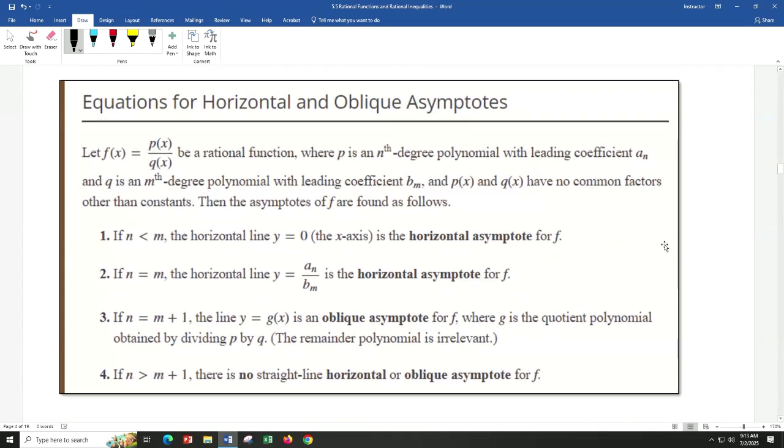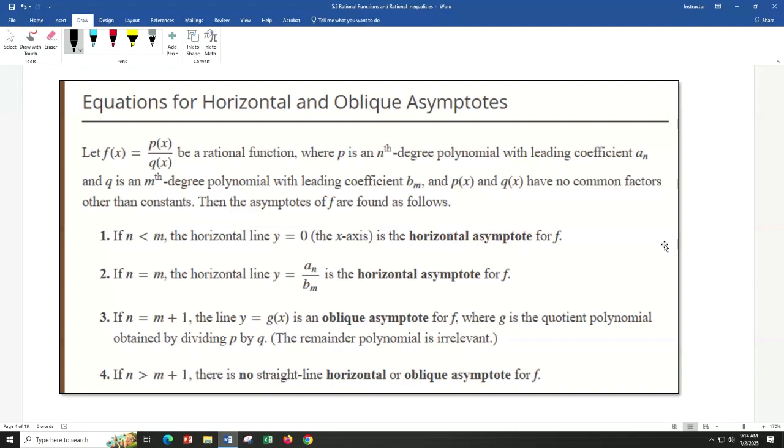Equations for horizontal or oblique asymptotes. Basically, what it's saying here is you've got two polynomials. Now, hear what it says. The p of x is an nth degree polynomial, and the q of x is an mth degree polynomial. They've just changed your leading degree so that you have a way to differentiate them. So notice, if the degree of my numerator, n, is less than m, the horizontal asymptote is at 0.